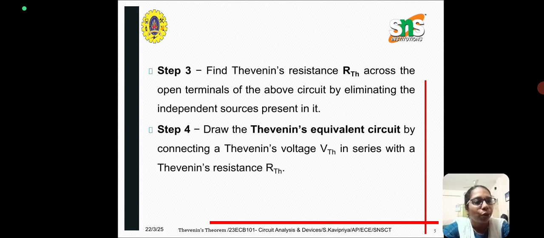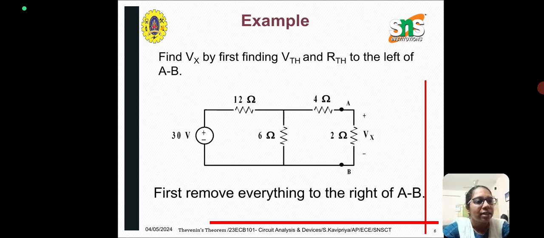Next, we have to draw the Thevenin's equivalent circuit by connecting the Thevenin's voltage VTH or VOC in series with the Thevenin's resistance RTH. Then we find the current that flows through the load, and the voltage that is available across the load. This is the process involved in Thevenin's theorem.